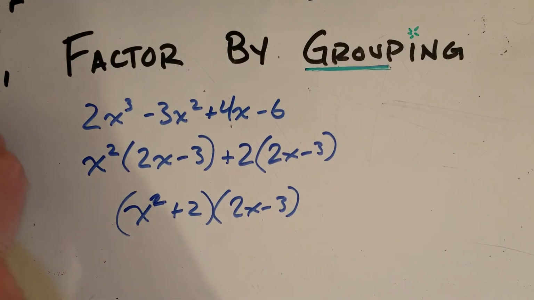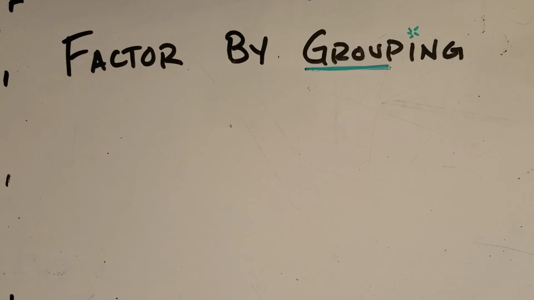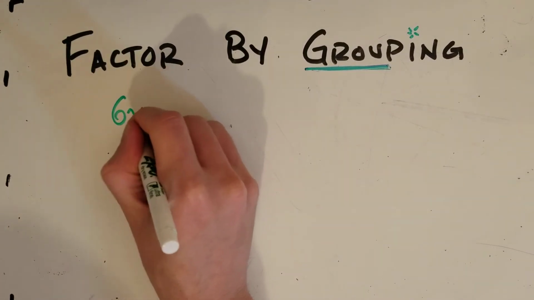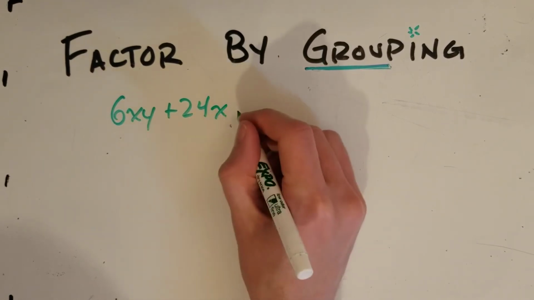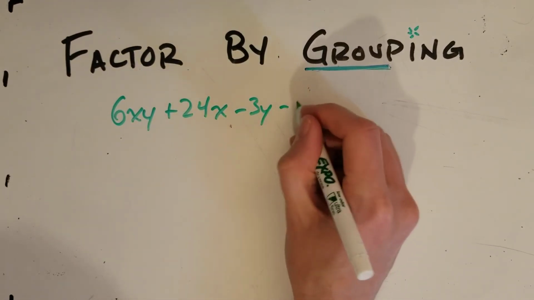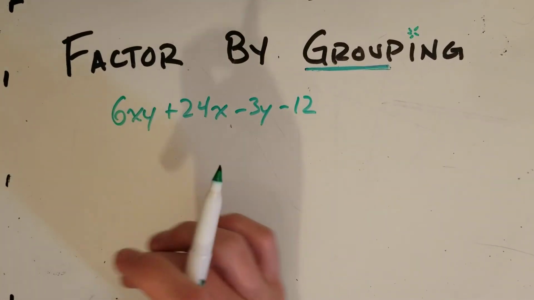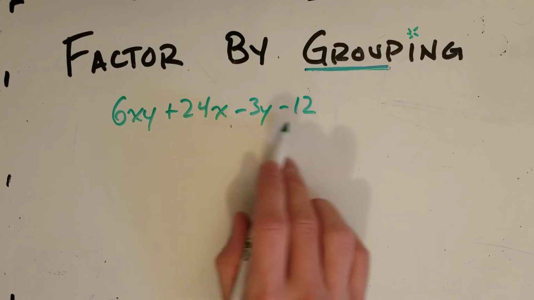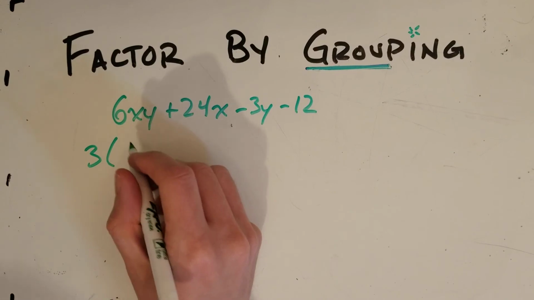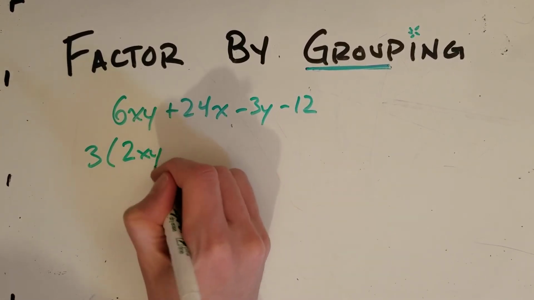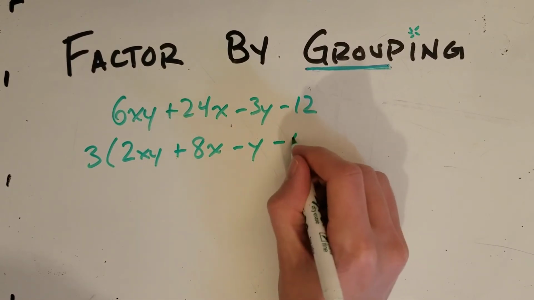All right, on to our last one. I'll make a little space for us. Our last one, we have 6xy plus 24x minus 3y minus 12. First thing we should look for, is there any sort of GCF amongst all of the terms? And for this one, there actually is a GCF. You can pull out a 3. When you pull out a 3, you're left with 2xy plus 8x minus y minus 4.